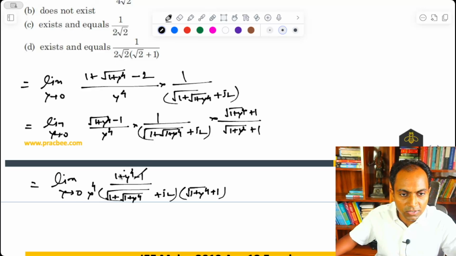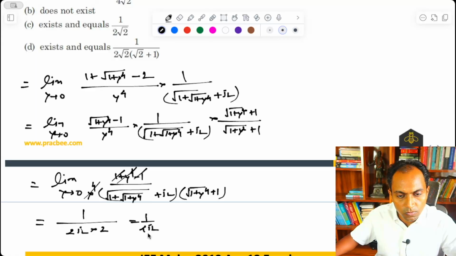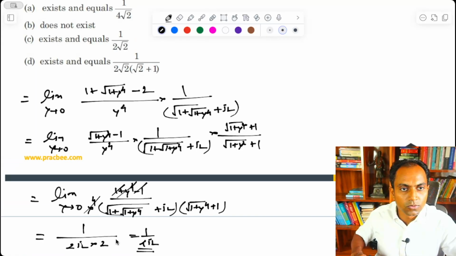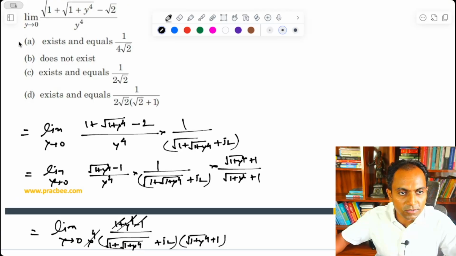Now we can see that this will cancel out, this will also cancel out. We will put y as 0. So my answer becomes 2 root 2 here. And this part will also become 2. So it becomes 1 by 4 root 2. So you can see that option A matches.